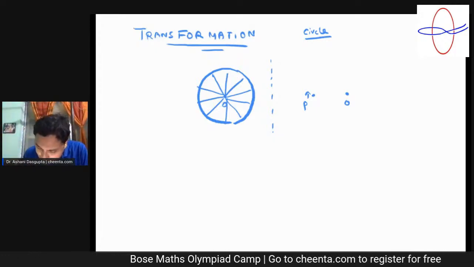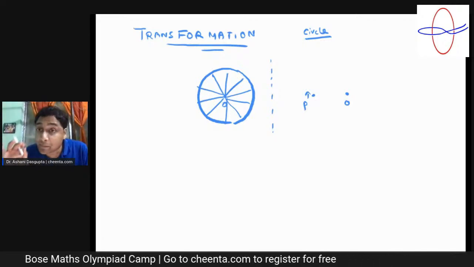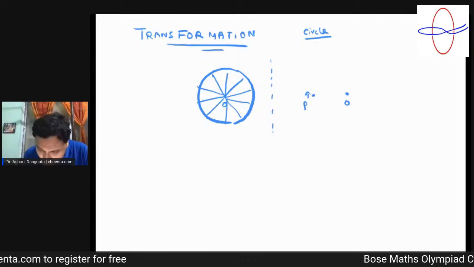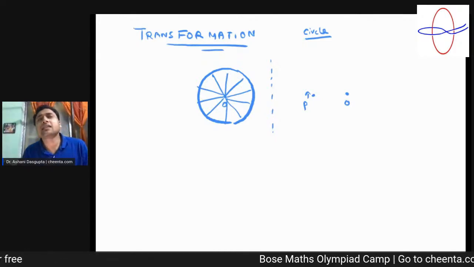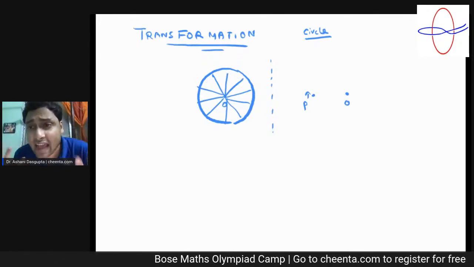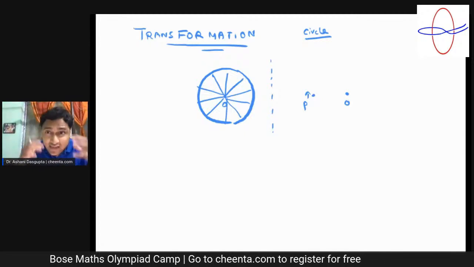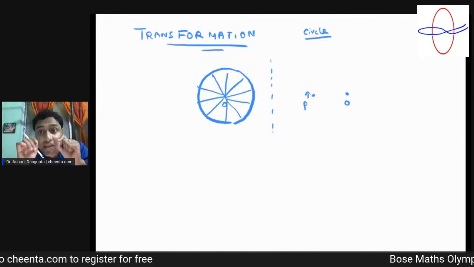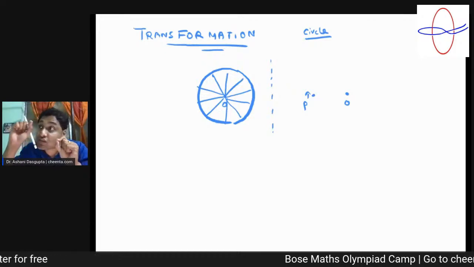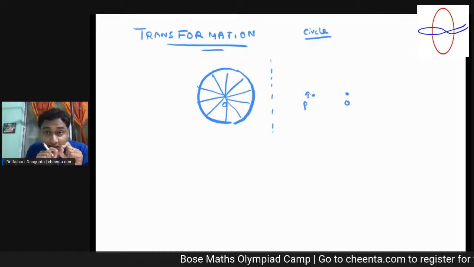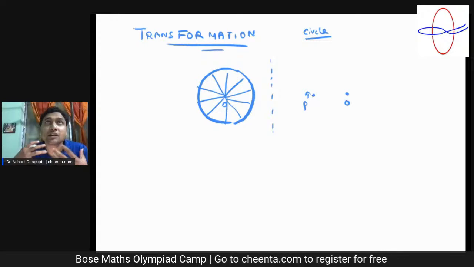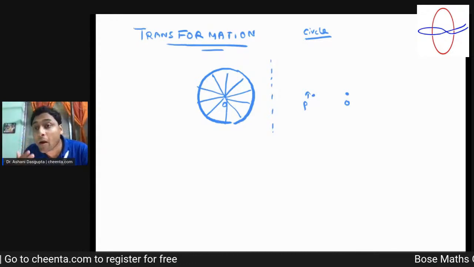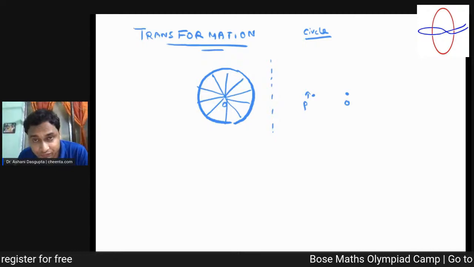as it moves on the plane, such that the distance OP is always constant. So the thought process is a lot more dynamic. You are not thinking of this as a collection of points. Instead, you are thinking of it as a path traced out by a moving point. In your imagination, there is a lot of movement when you think about transformation geometry.